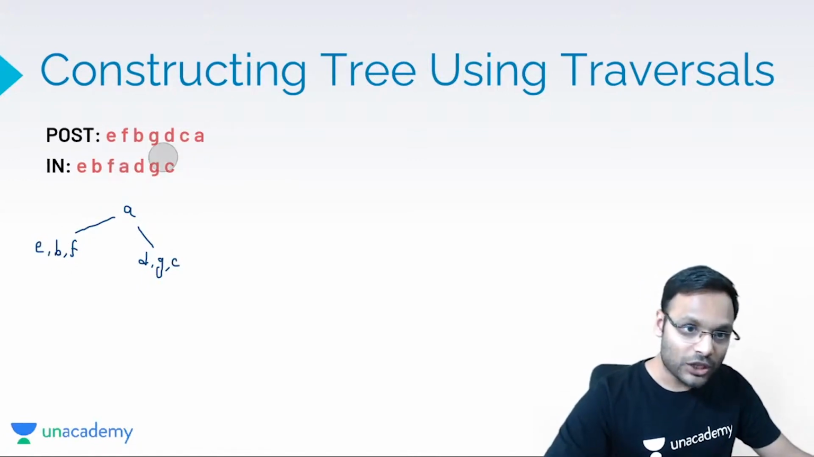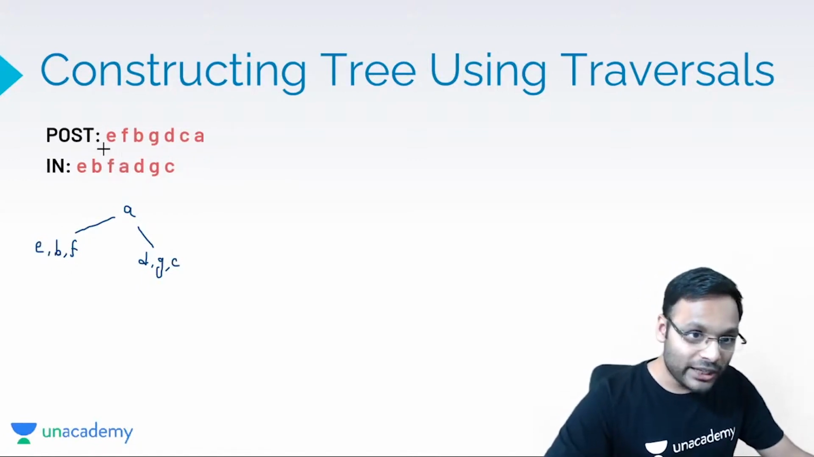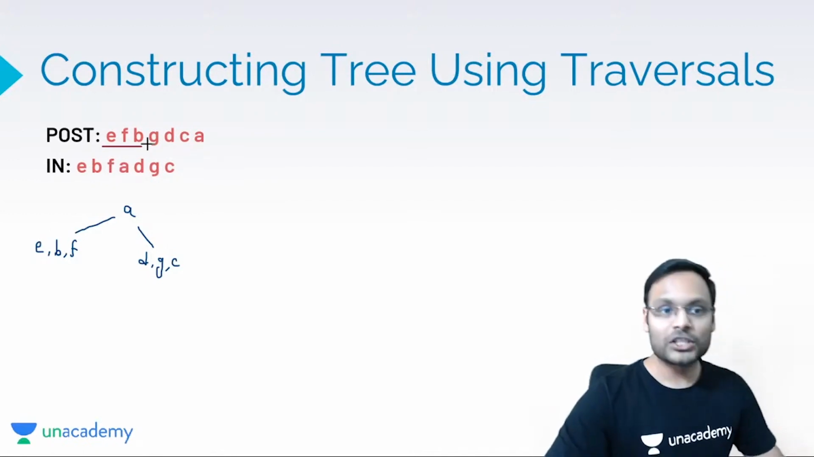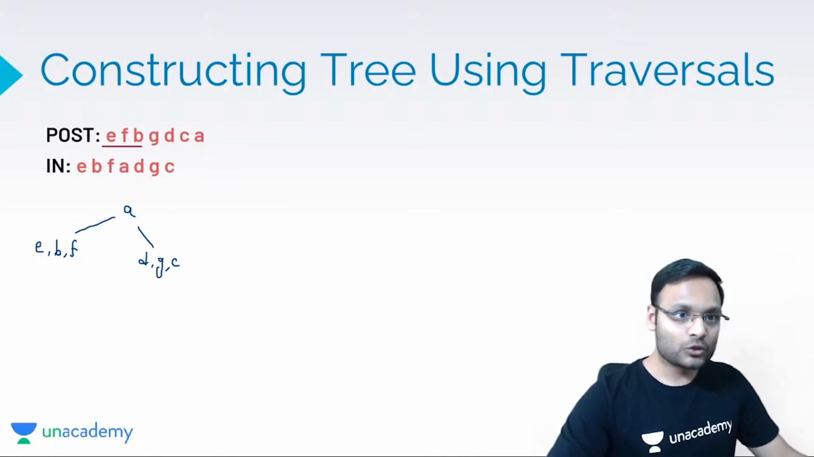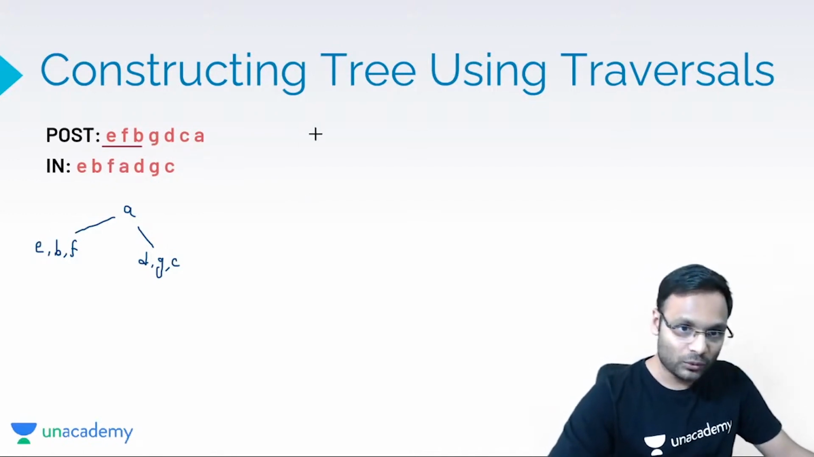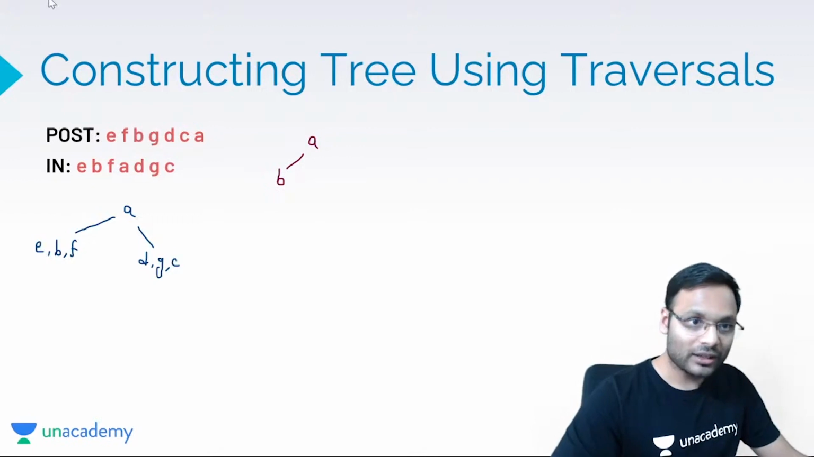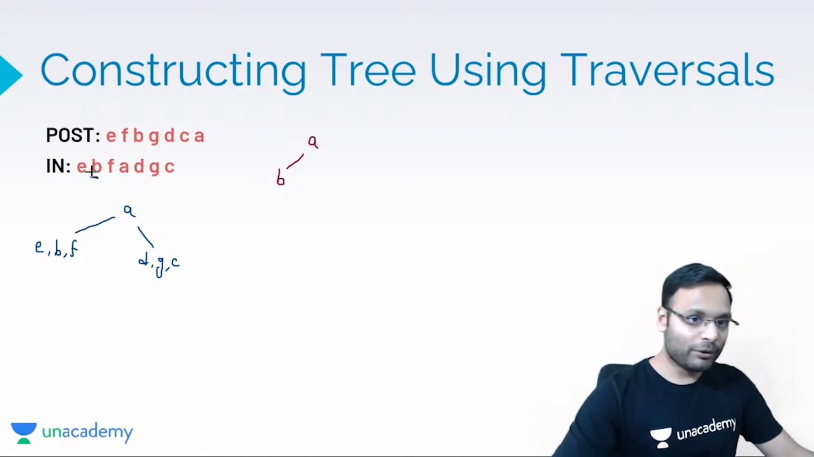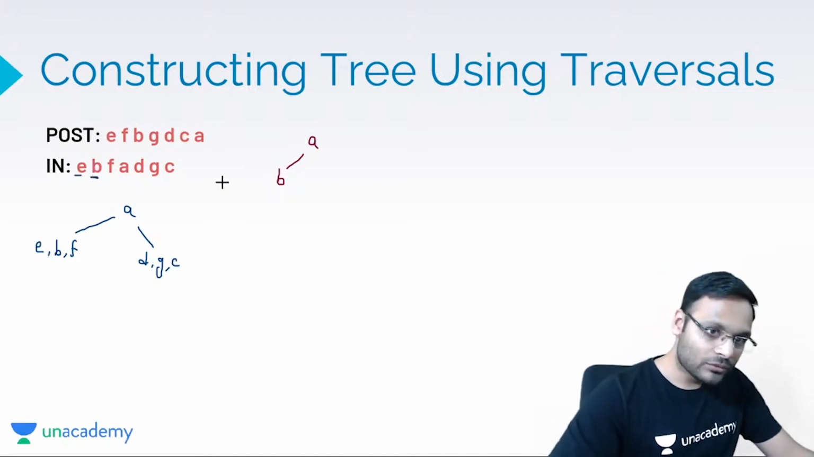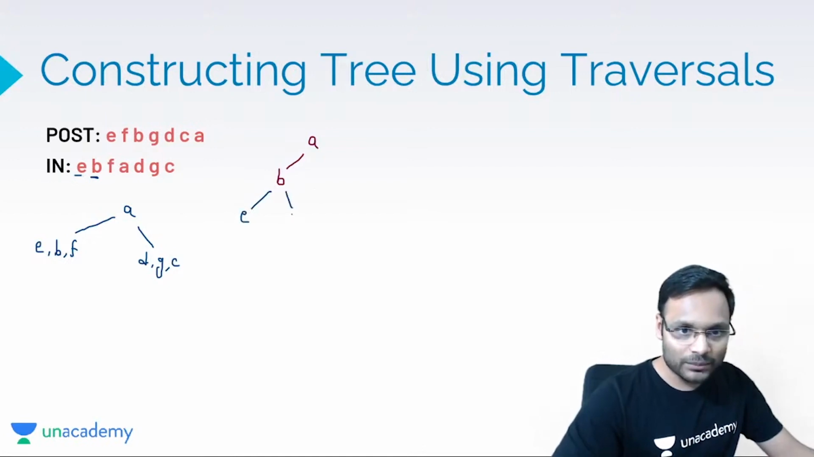Now you will have to check only EBF. Which is the last symbol? B. So B is the root. Okay, I can identify B as root of this left subtree. Now if B is root, go towards in order traversal. Check out where is the B. Here is B. Before B we have E, so left subtree is E. After B we have F, right subtree is F.